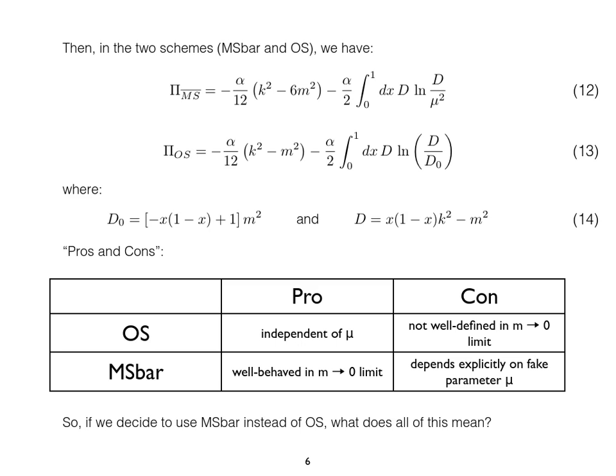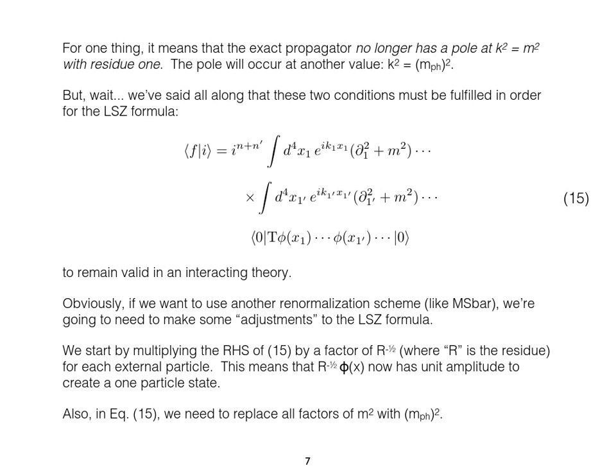Okay, so if we decide to use MS bar instead of on-shell, what does all of this mean for the calculations that we've done? The first thing is it means that the exact propagator is not going to have the simple pole at m squared with residue 1 anymore. Because when we apply those conditions to the self-energy, it's not going to be 0 anymore. And so there's going to be corrections to what we would call the physical mass.